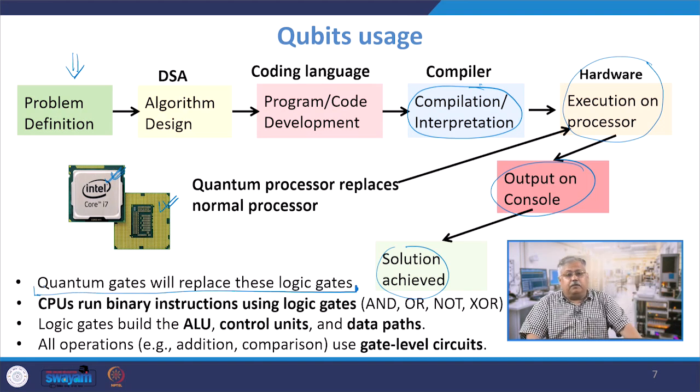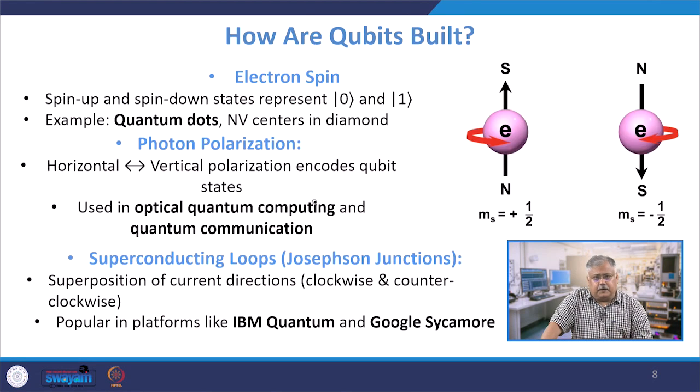Okay. And the CPUs will run binary logic, for example AND, OR, NOT, XOR gate logic will be there. Using the logic gates I can build a control unit, ALU and data path. It is almost the same as your standard logic design, and we do all additions and comparisons using gate level circuitry. So these are the few areas in which qubit usage is there and has been there for quite a long time. This is the qubit usage area.